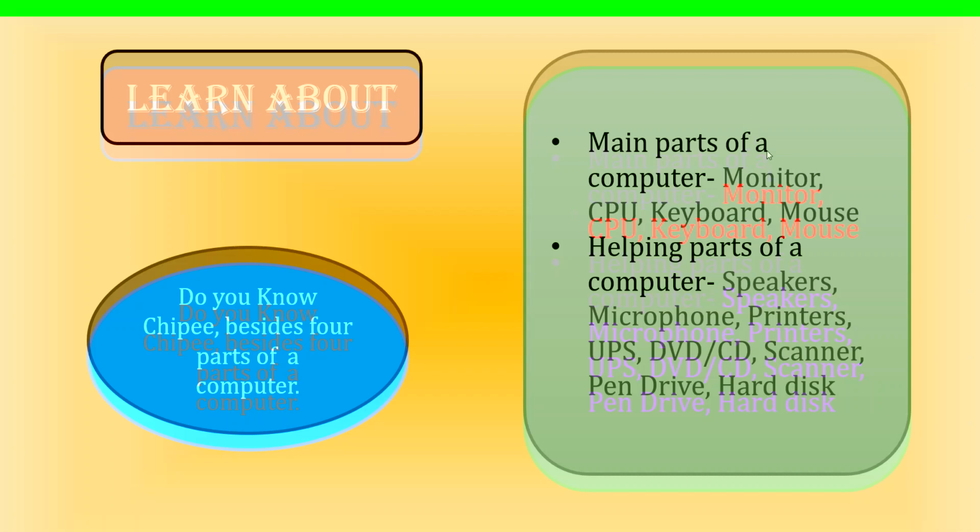There are 4 main parts: monitor, CPU, keyboard and the mouse. And the helping parts of the computer are the speaker, microphone, printers, UPS, DVD, CD, scanner, pen drive and the last one, hard disks.